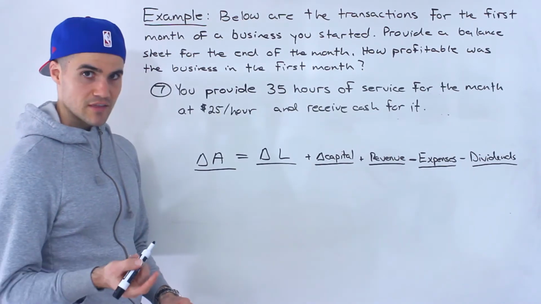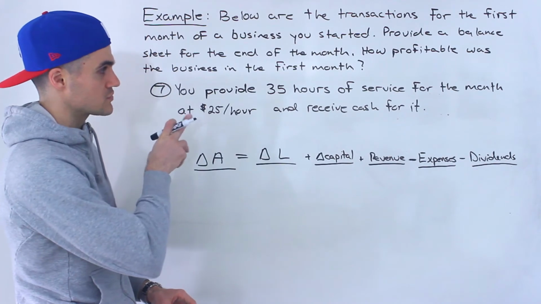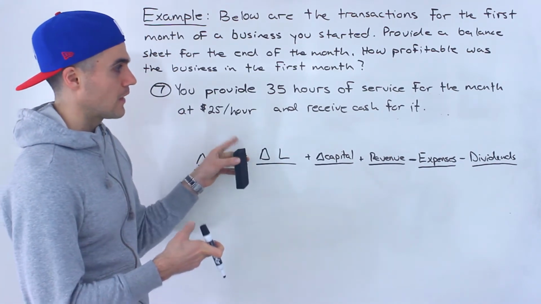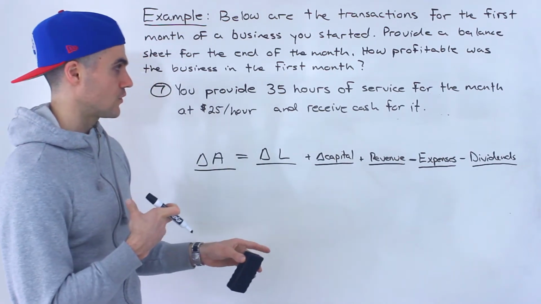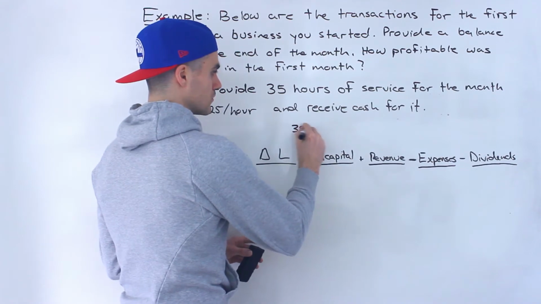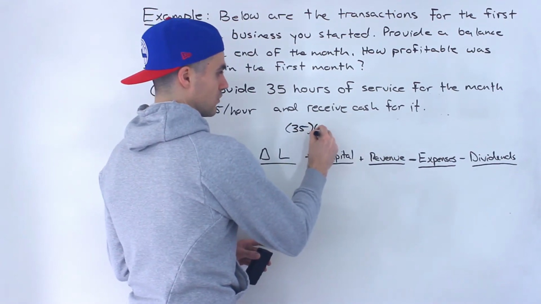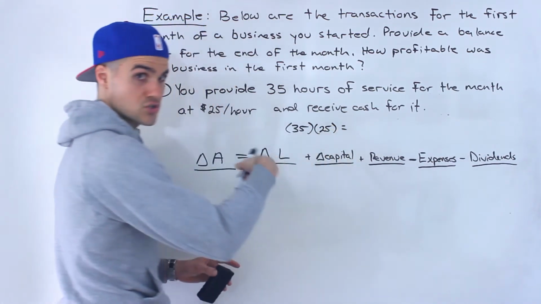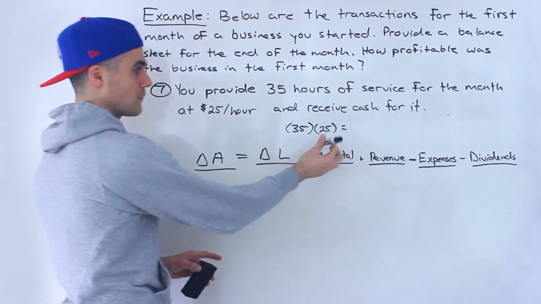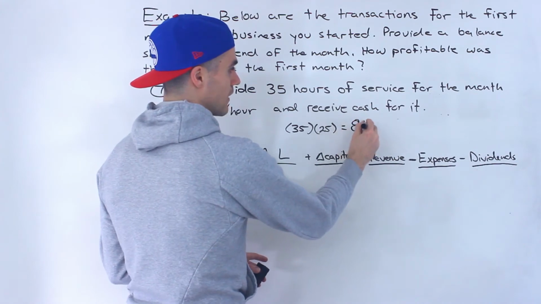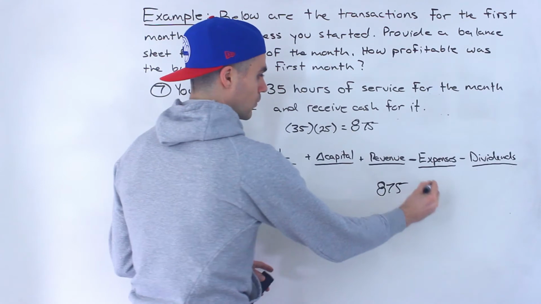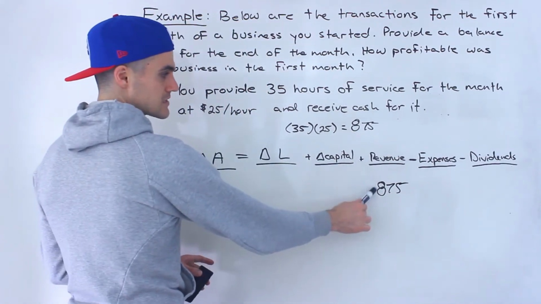Moving on to the 7th transaction. So you provide 35 hours of service for the month at $25 per hour, and then you receive cash for it. So what's the total revenue that you generated for the month, right? This is going to be revenue, the service you provided, the lawn mowing service. So 35 hours times 25 per hour, that would give you $875. So you made $875 worth of revenue. Notice that that is a positive.